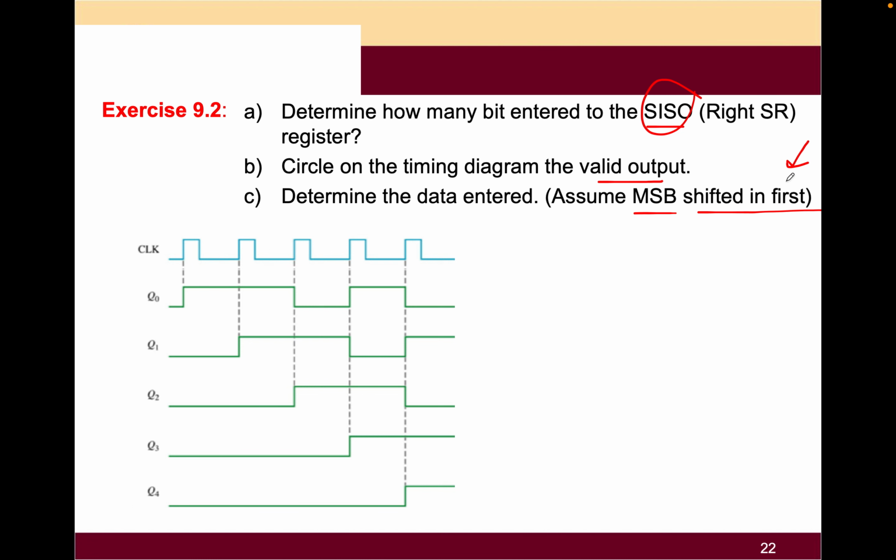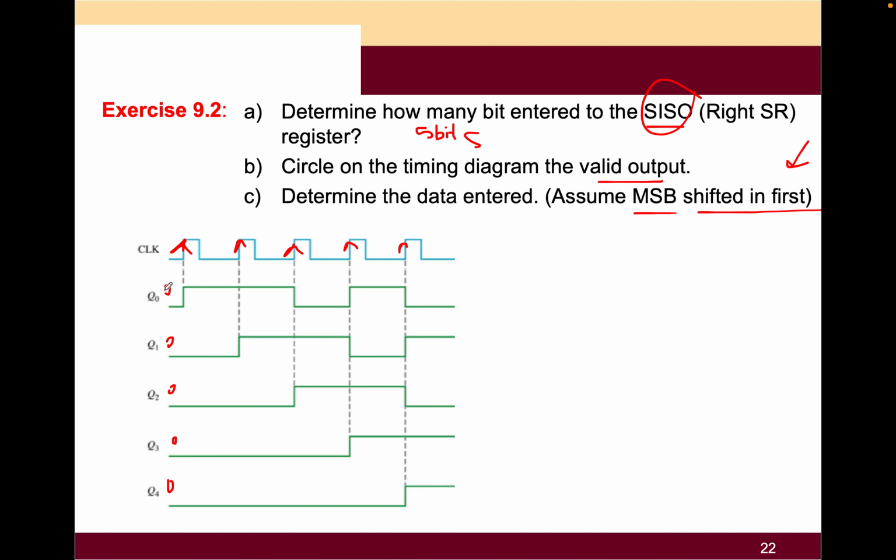So you can see the equation is already given to you. Determine the data entered. Okay, this will be like this. You have altogether 5 cycles. Of course, it's going to be 5 bits. And initially, everything is 0, 0, 0, 0, 0. If you refer to this timing diagram, everything is starting from 0.